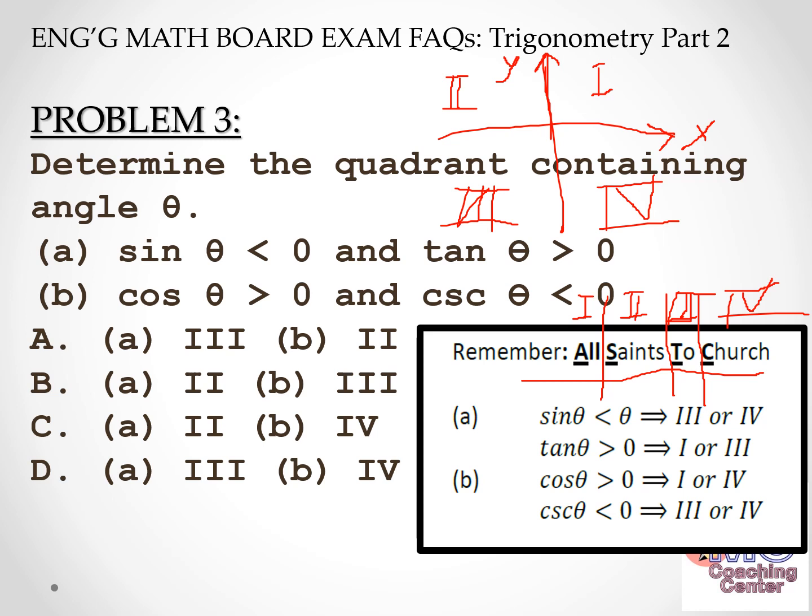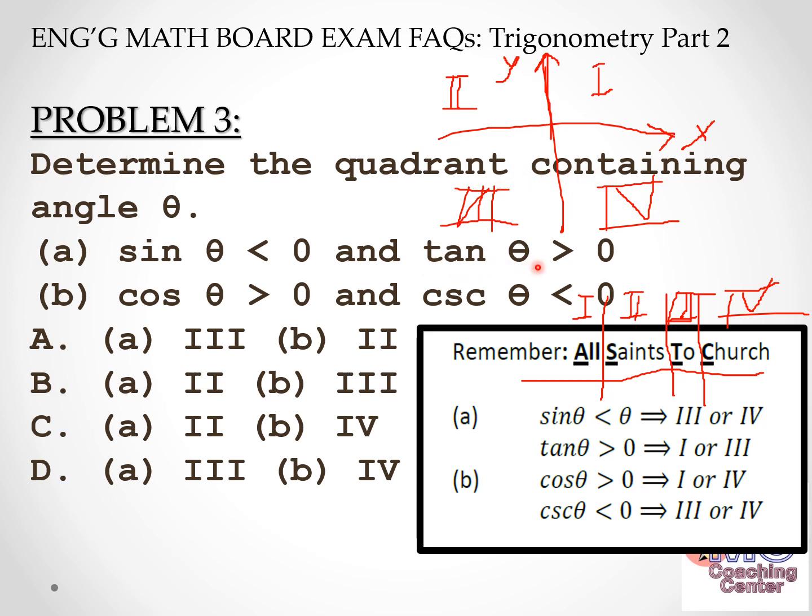Now, in this problem, sabi niya, sin theta is less than 0. So, pag sin theta less than 0, tingnan nyo, ito yung will represent the sign. So, sin theta negative. So, it's either third quadrant or fourth quadrant si sin theta. Kaya nilagay ko dito 3 or 4.